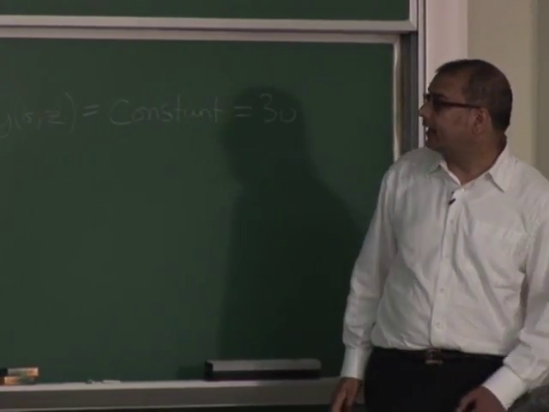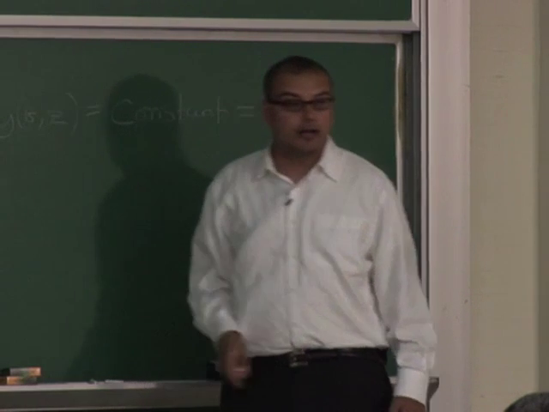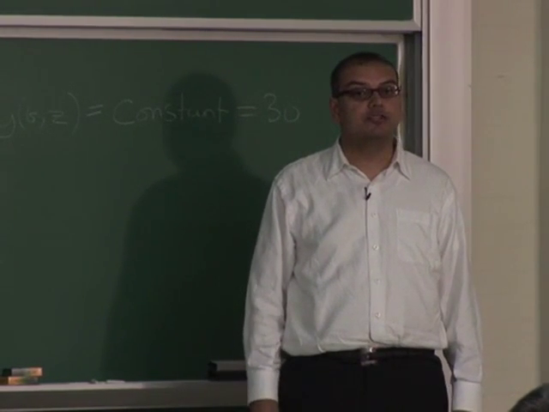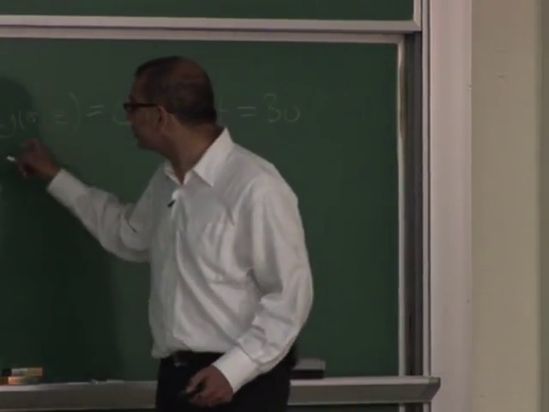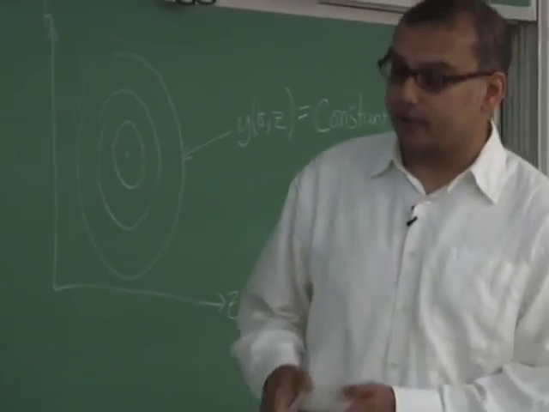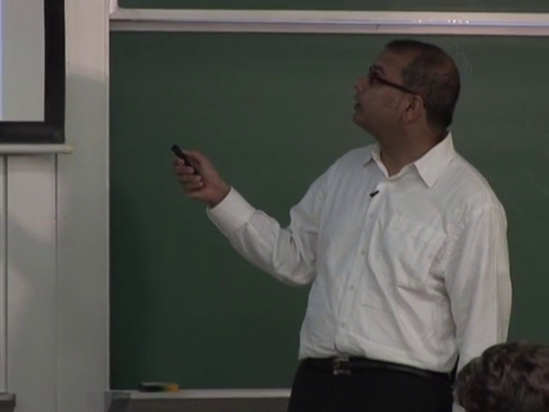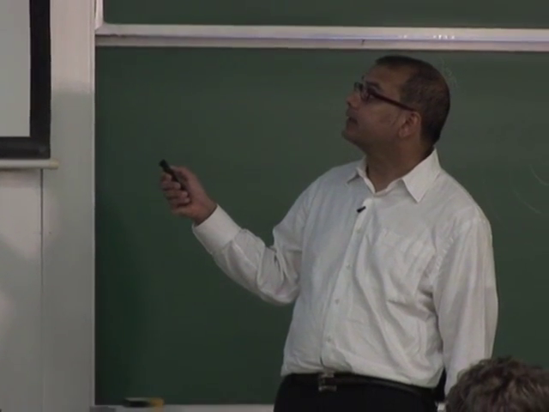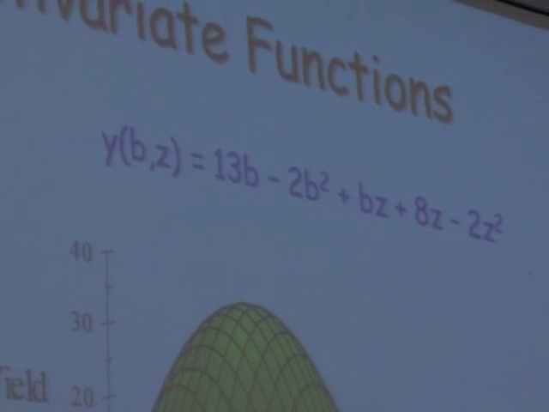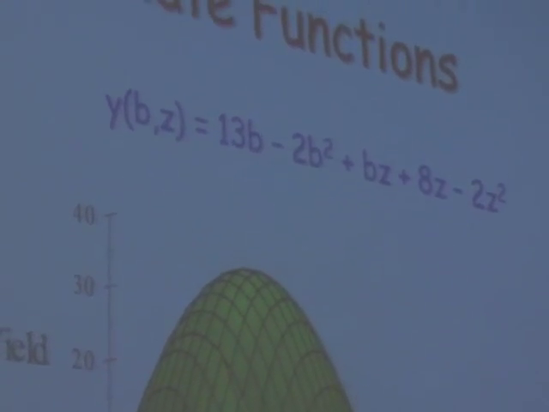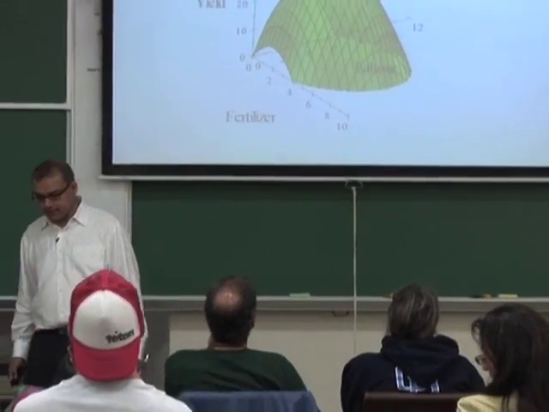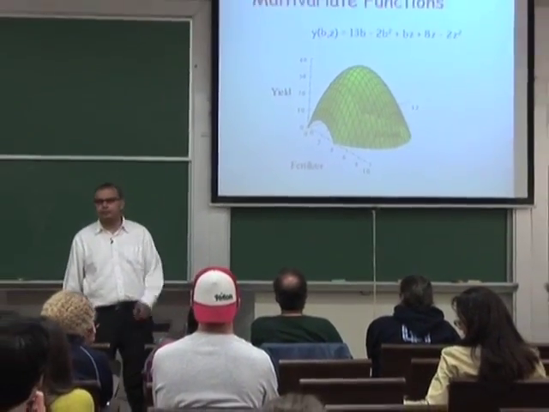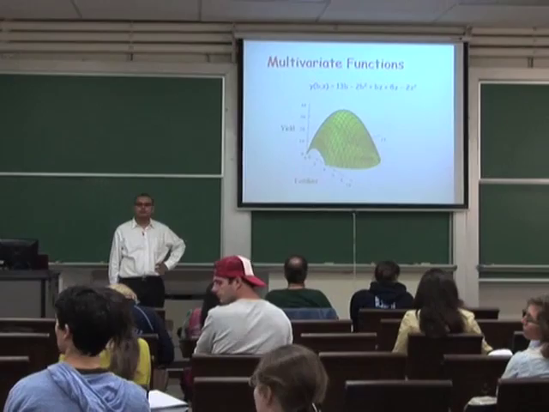Then I'd find a set of combinations of b and z such that yield is 40. I could solve the equation for this level curve, just by setting this value equal to 30, and then I've defined my locus. Now, does anyone remember implicit differentiation from last time?